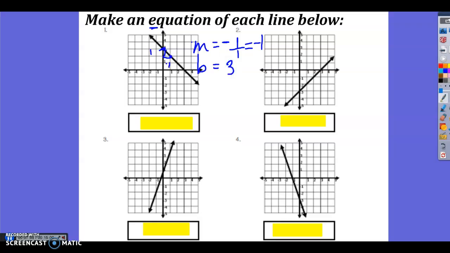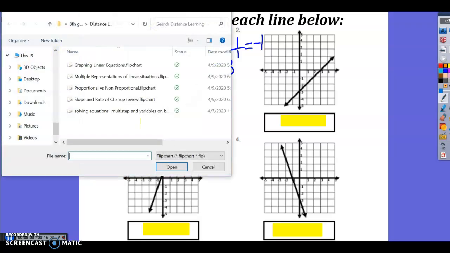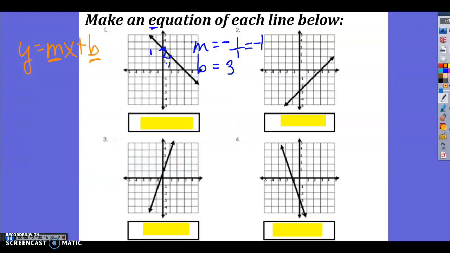So my final equation, if I put the -1 in for m and 3 in for b in the equation y equals mx plus b, the answer to number 1 would be y equals -x plus 3. Sorry, it's hard to select some of these things with this pen. If you said y equals -1x plus 3, that means exactly the same thing.